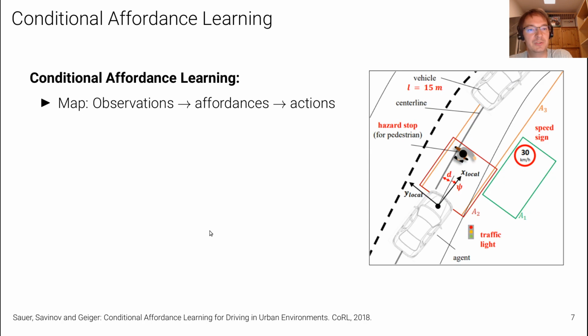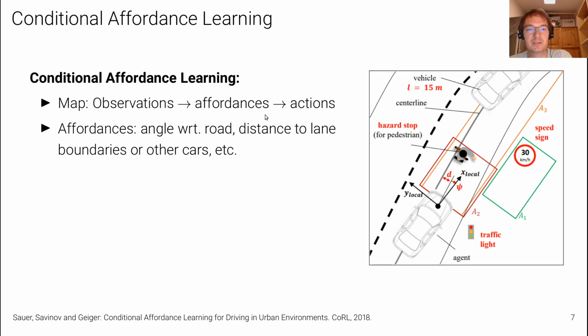Another approach is an approach that we presented at CARLA 2018, which is called conditional affordance learning. This is closer to this direct perception approach that I presented before, where observations are mapped to some low dimensional intermediate representations we call affordances. And then there's another controller that maps these affordances to actions. These affordances in this case are very low dimensional. We just have 6 dimensions in this case.